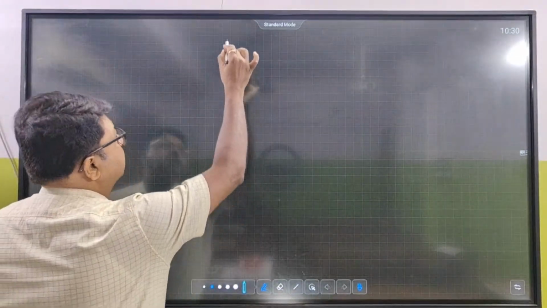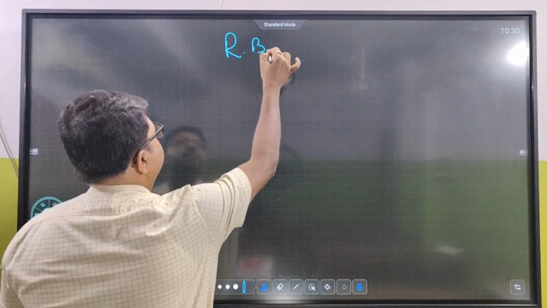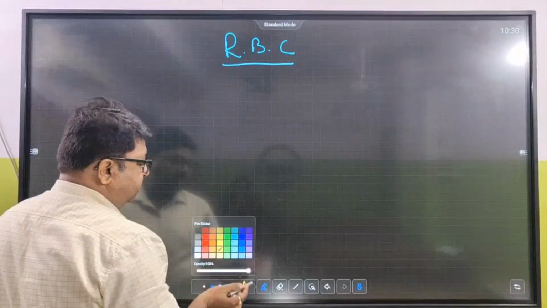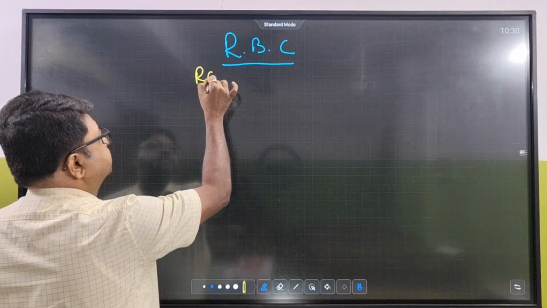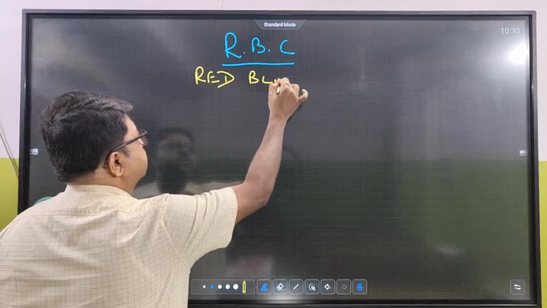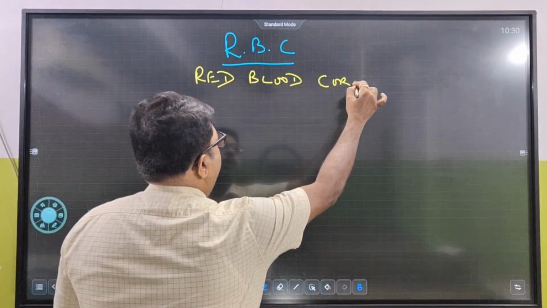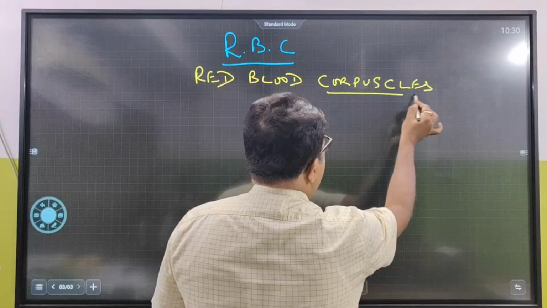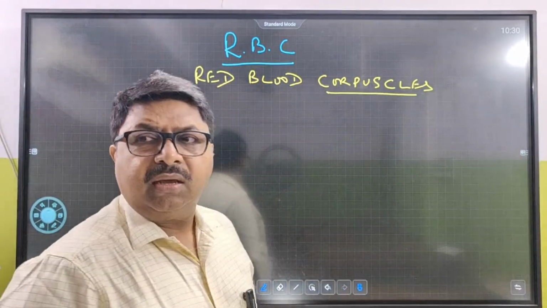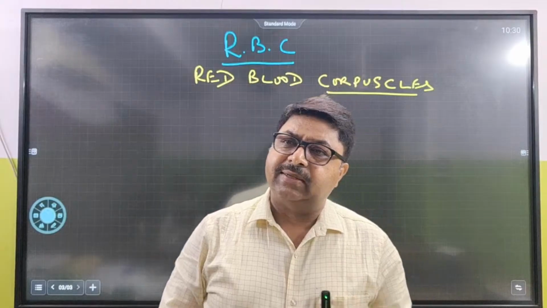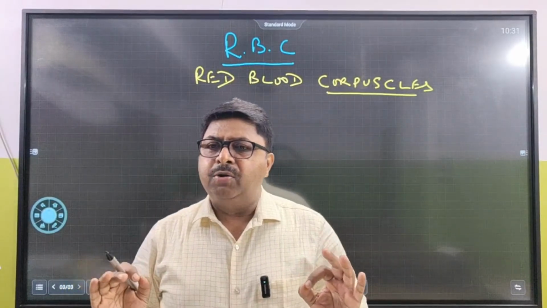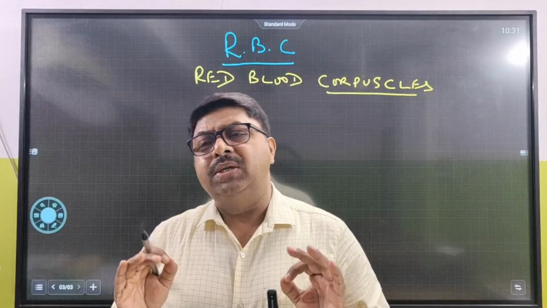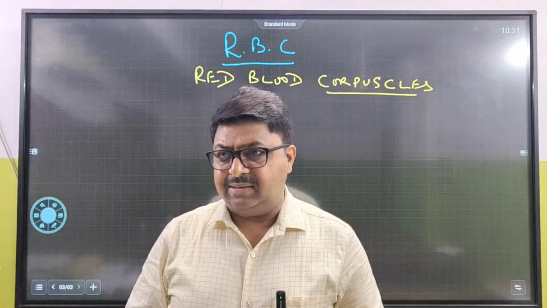So let us start with RBC. What is RBC? How to name it? They are called red blood corpuscles. Now you may ask me, why are they not called cells? Because in some of the books, RBC are called red blood cells. But mind you, to be specific, they are not cells, they are corpuscles. Now what is the difference between corpuscles and cells?